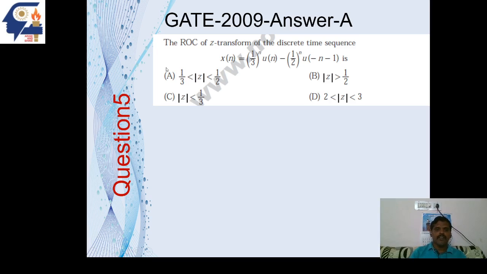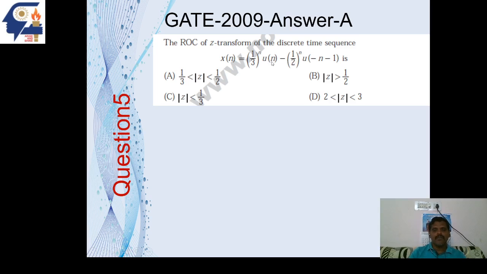We'll see the next GATE 2009 problem. They are asking about the ROC only, they are not asking for the z transform. The ROC of the z transform of a discrete time sequence. Without solving this one, we can tell the direct answer. This problem is also based on the linear property: x of n is a into x1 of n minus b into x2 of n.